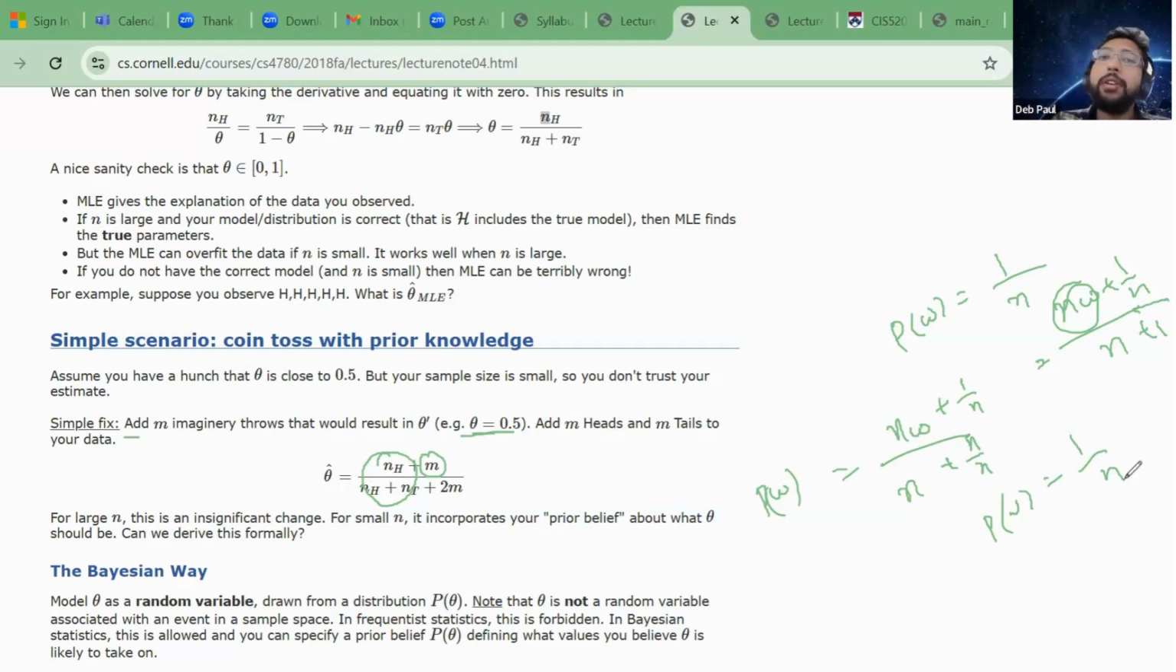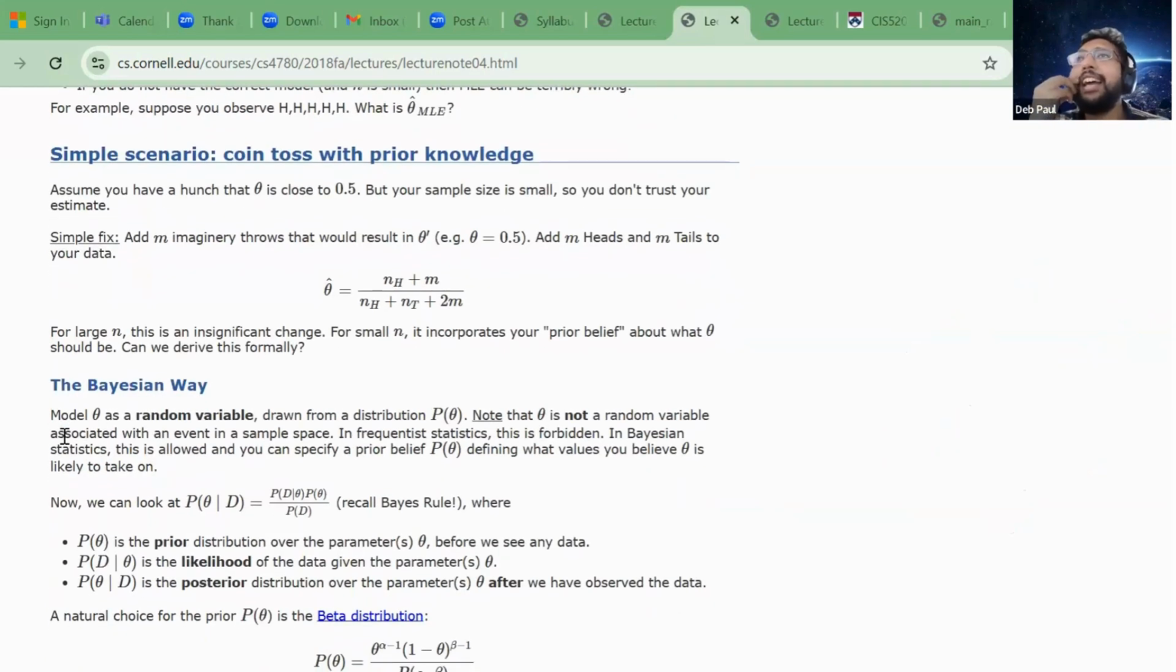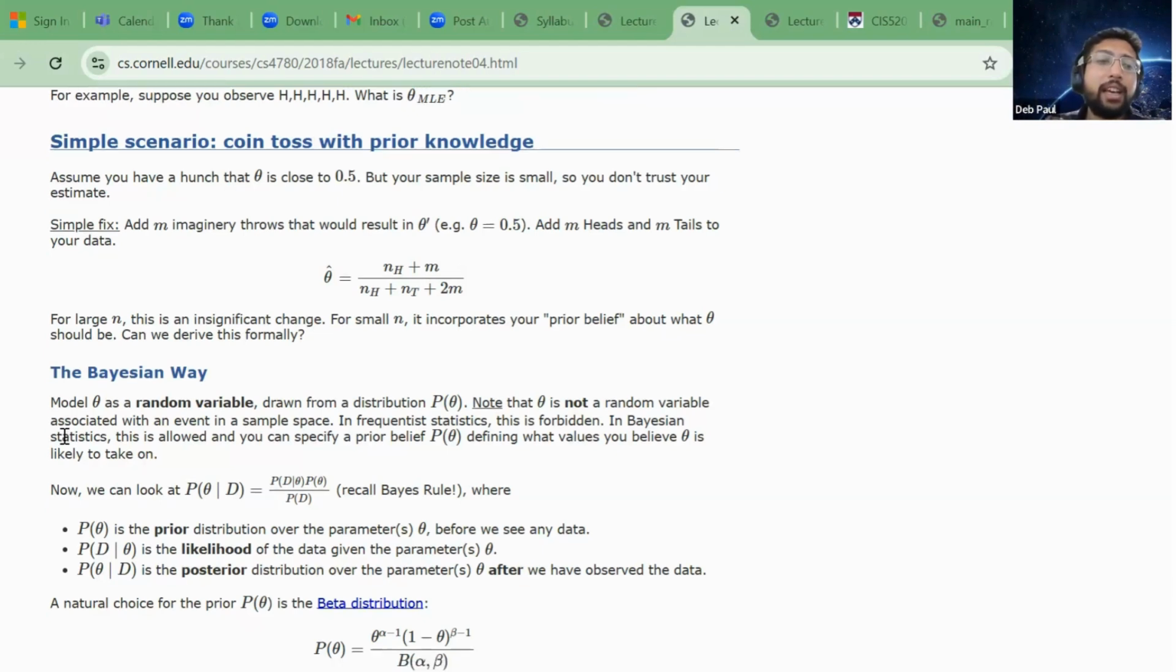I'll talk about the other way of doing things, which is where things get much more interesting, and this is where theta is a random variable, where Bayes theorem applies, and we call this the Bayesian approach. There's always a very large debate. The one that we just did is called the frequentist approach, and what we are going into is called the Bayesian approach. There's a lot of debate between the frequentist and the Bayesian statisticians.